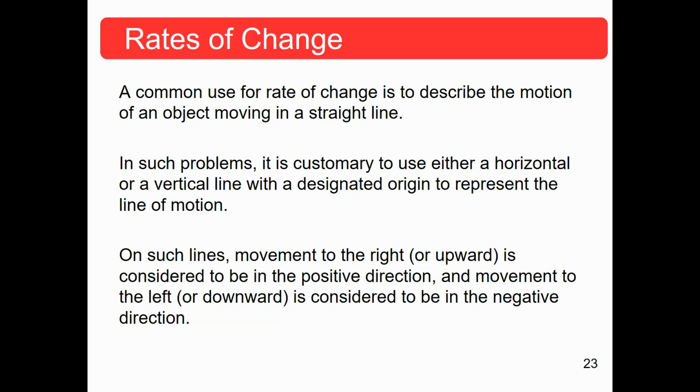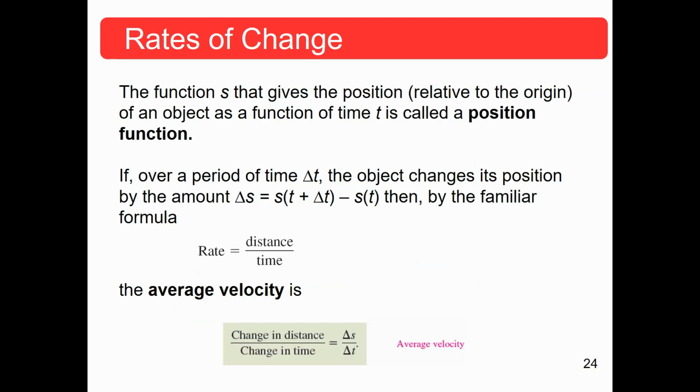And anytime we do this, just like with our vectors, if we're moving in the positive right direction, that's a positive movement. If we're moving up, that's the positive y direction. So up and right are both positive directions, whereas down and left would be negative directions. So a function s that gives a position with respect to time is called a position function. And we're going to see this quite a bit.